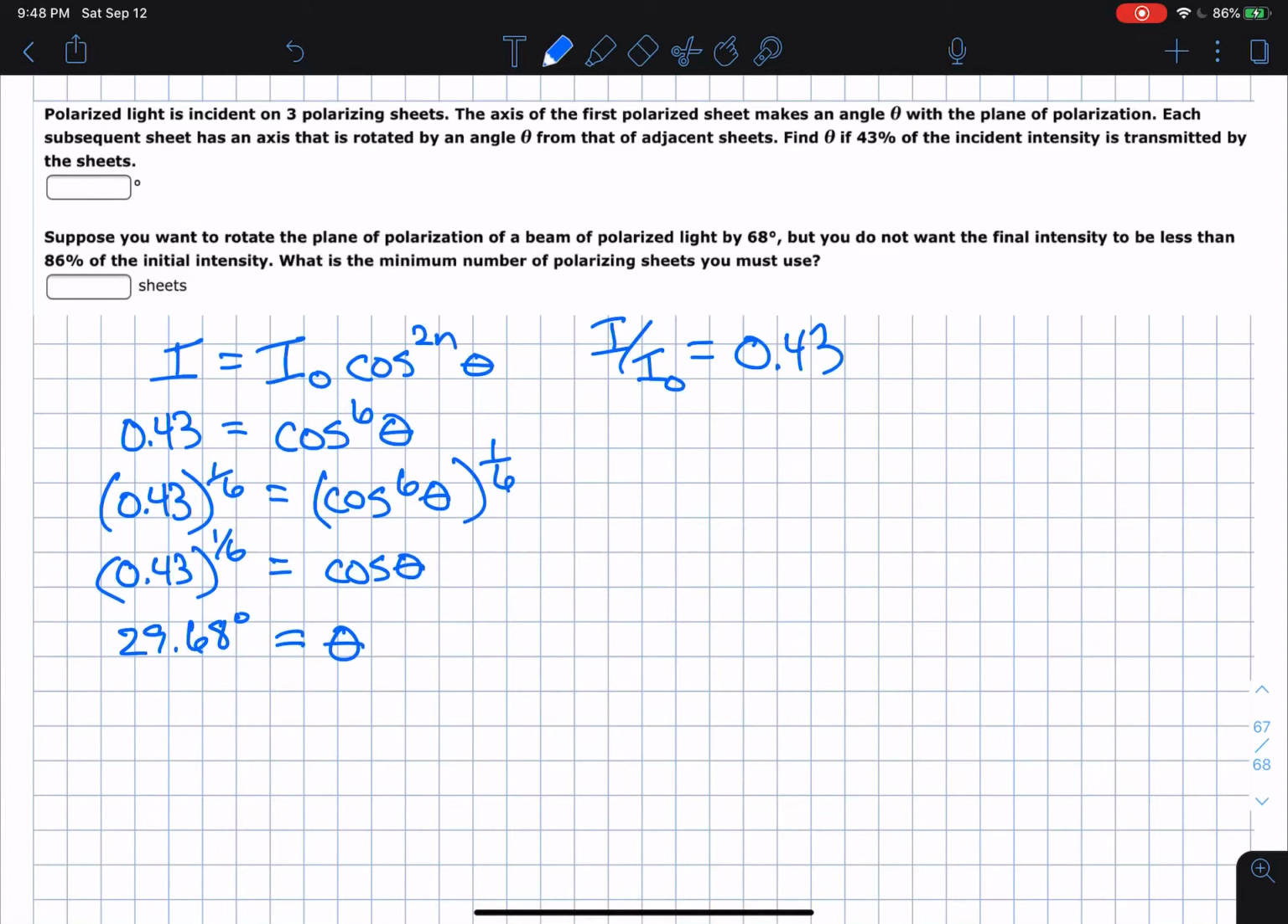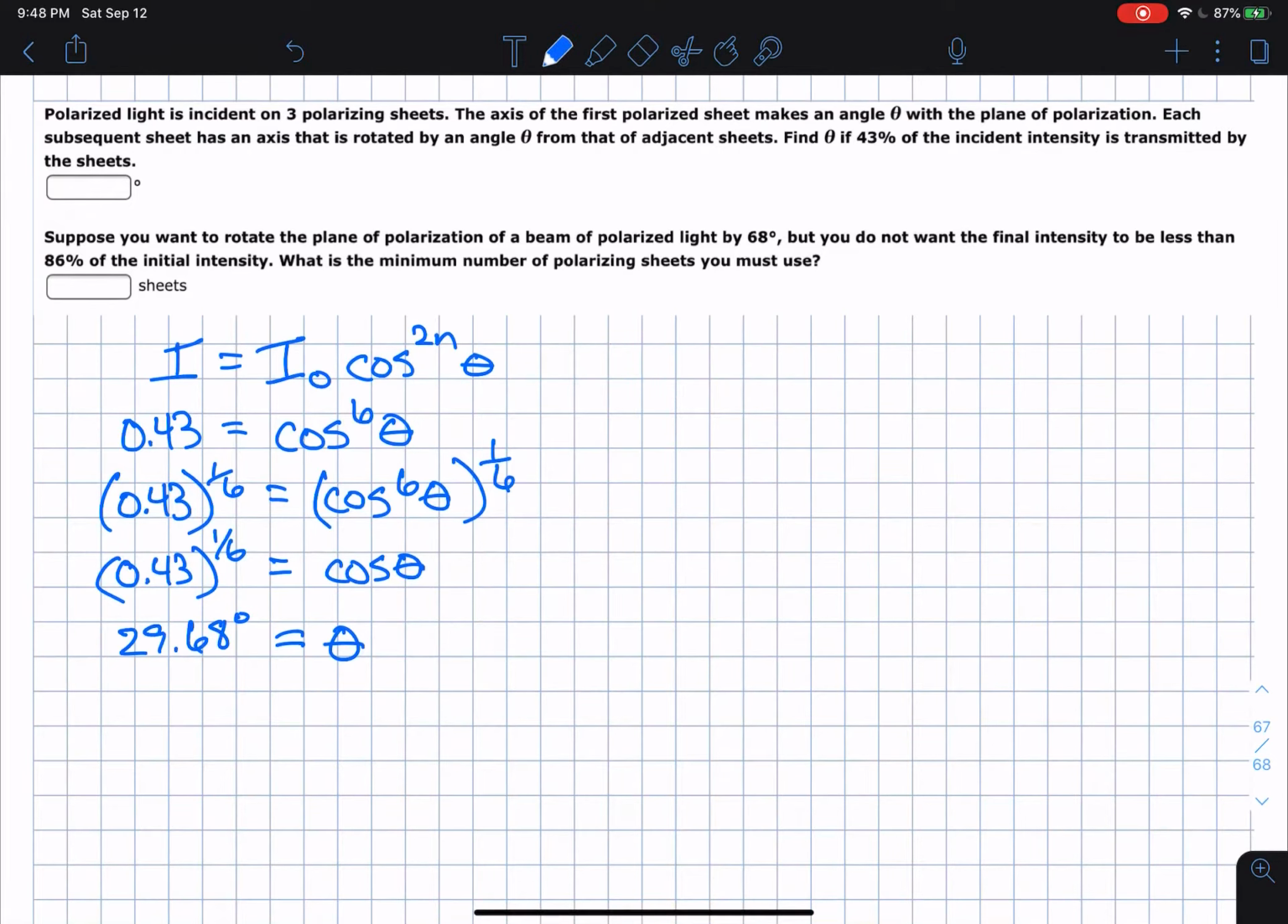Now the second part is a little trickier. It says, suppose you want to rotate the plane of polarization of a beam of polarized light by 68 degrees, but you do not want the final intensity to be less than 86% of the initial intensity. What is the minimum number of polarizing sheets you must use? Okay, so this one, as I said, a little trickier.